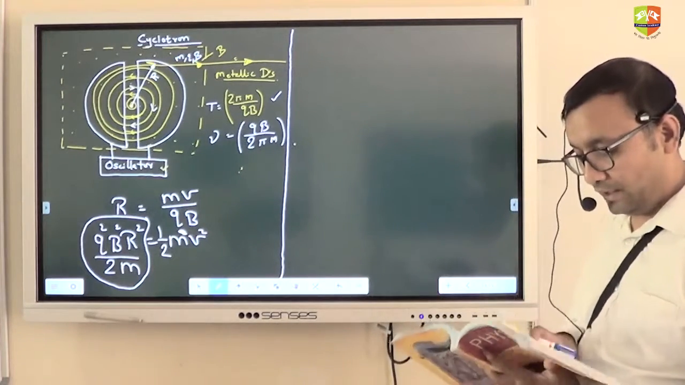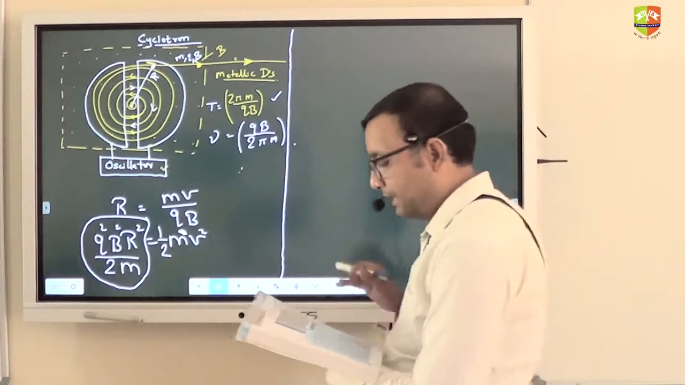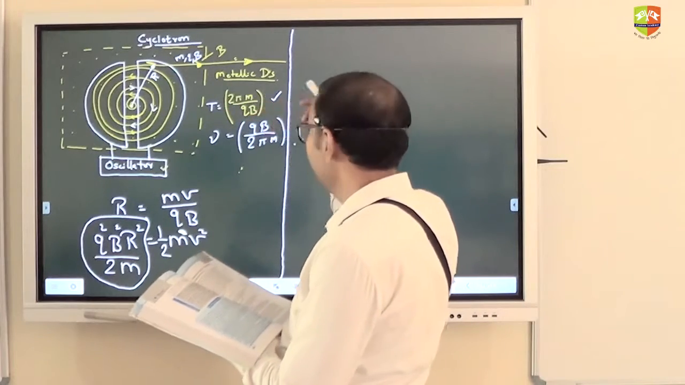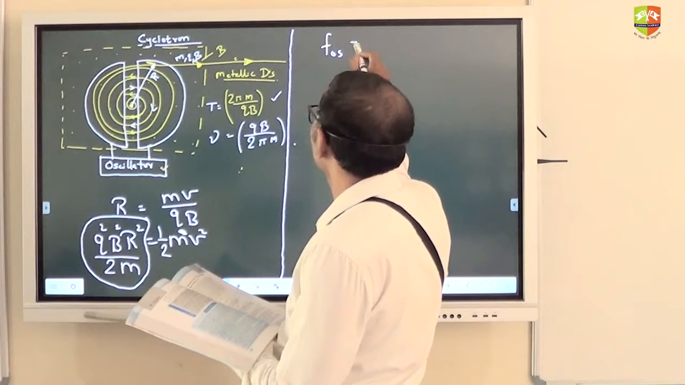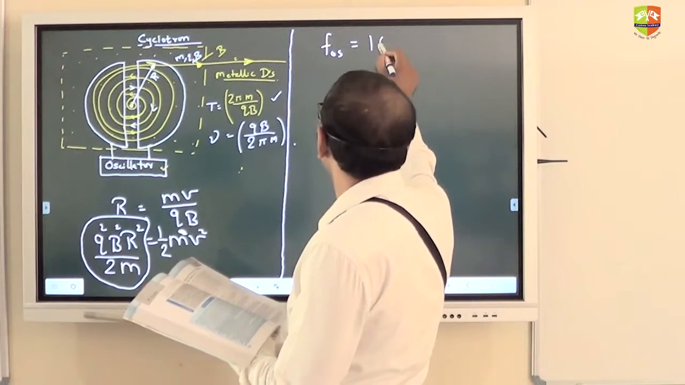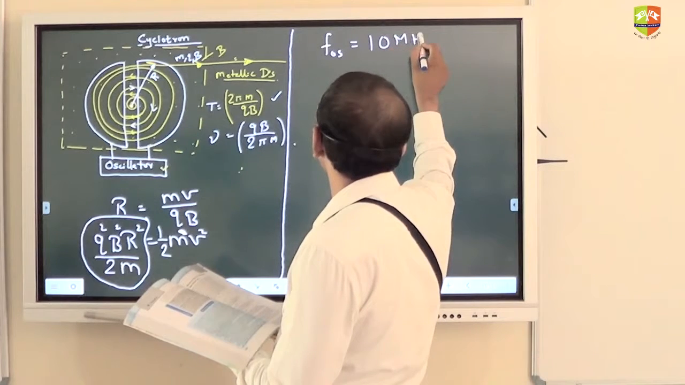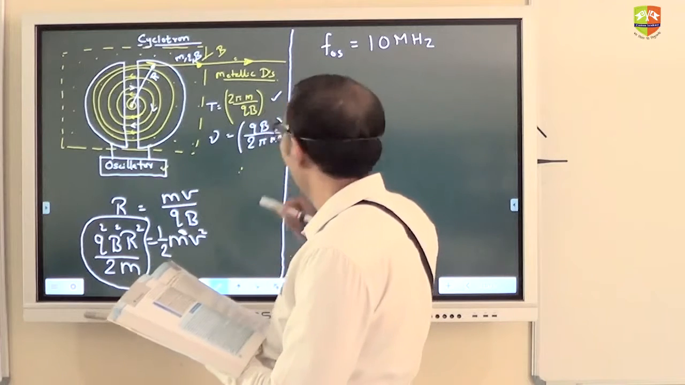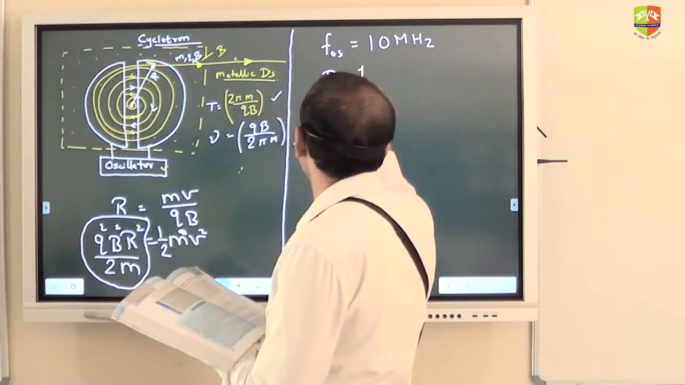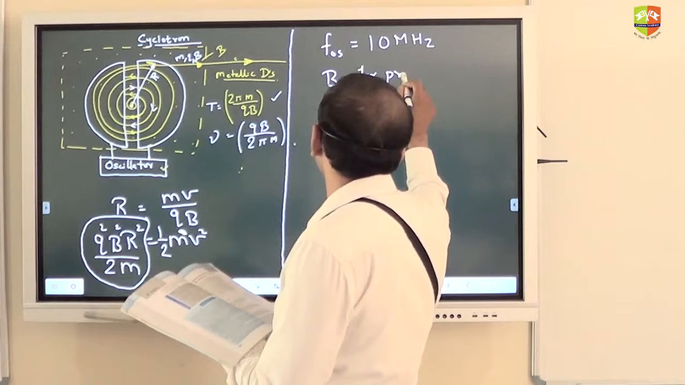Okay, here is the question from the NCERT. A cyclotron's oscillator frequency is 10 megahertz. What should be the operating magnetic field B for protons?